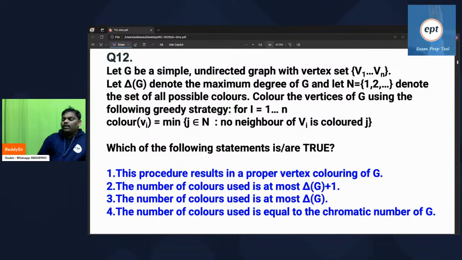He has given one greedy algorithm to color the given graph. Please read it properly and try to find out the correct answer for this problem.